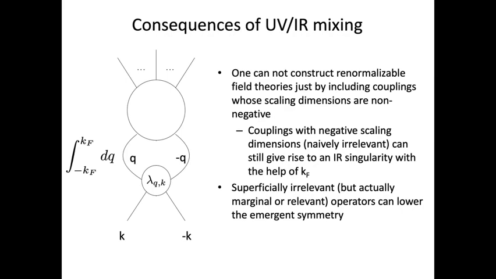So what controls the strength of the quantum correction is some combination of k_F and the coupling. And as a result, even those couplings that have negative scaling dimension are effectively promoted to marginal or even relevant couplings. And therefore, these seemingly irrelevant couplings can change the low energy physics in a qualitative way. We can, for example, lower the emergent symmetry compared to the one where you don't include such couplings.